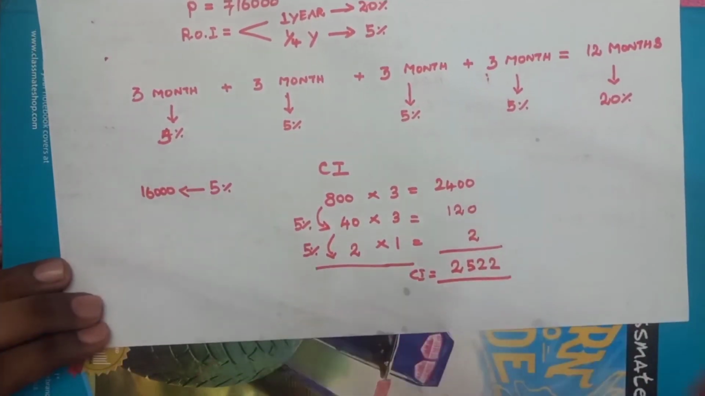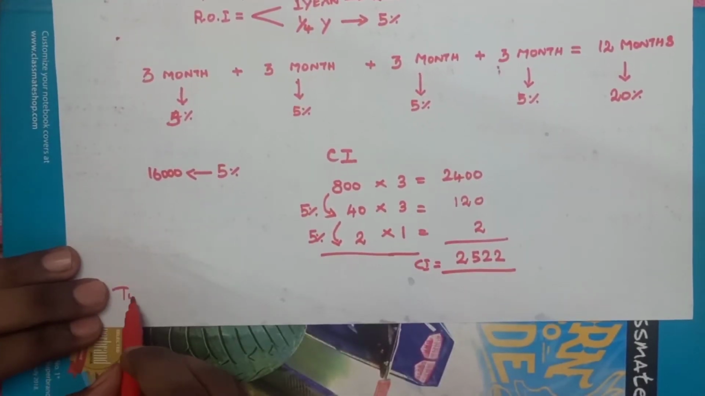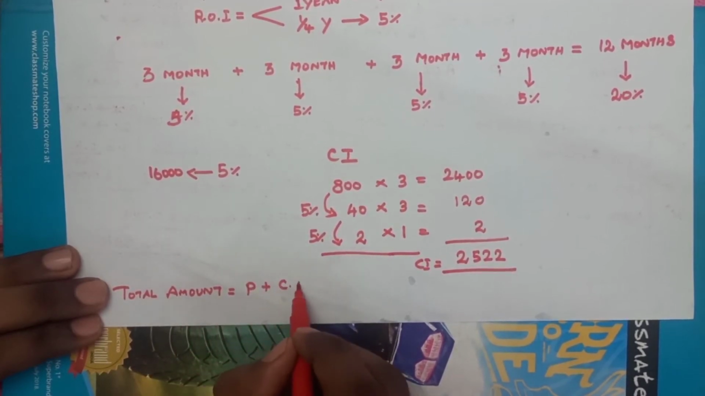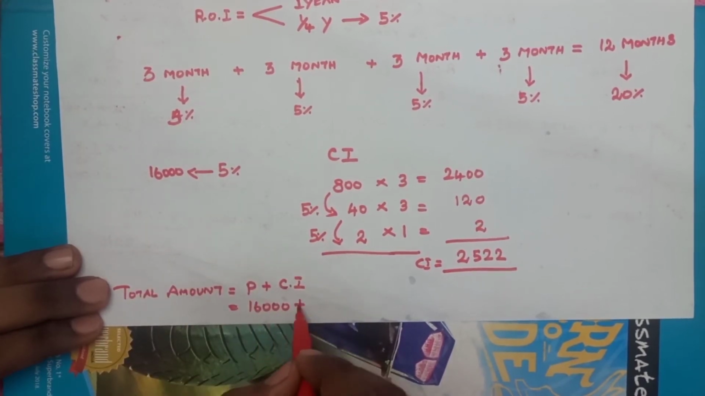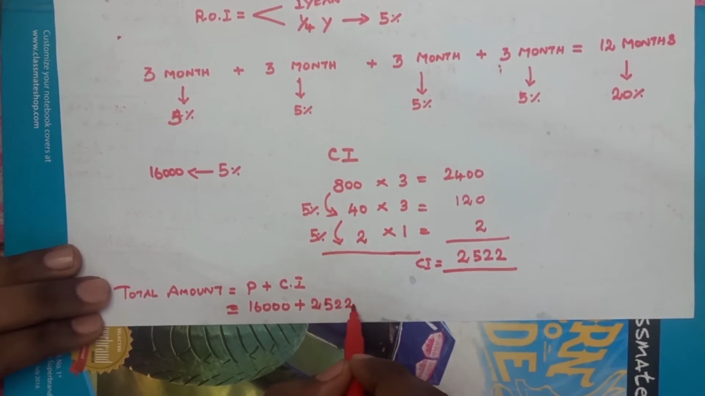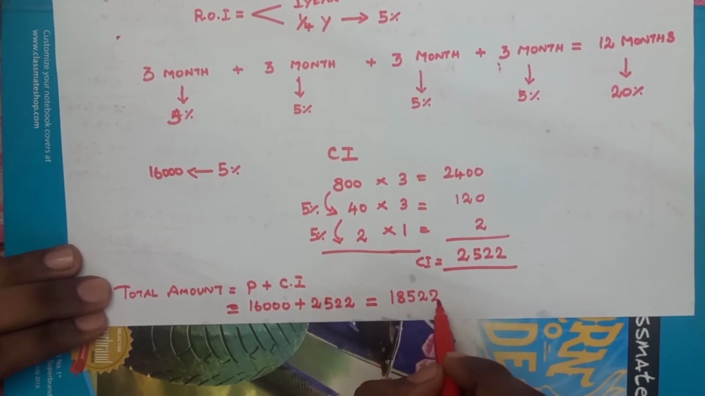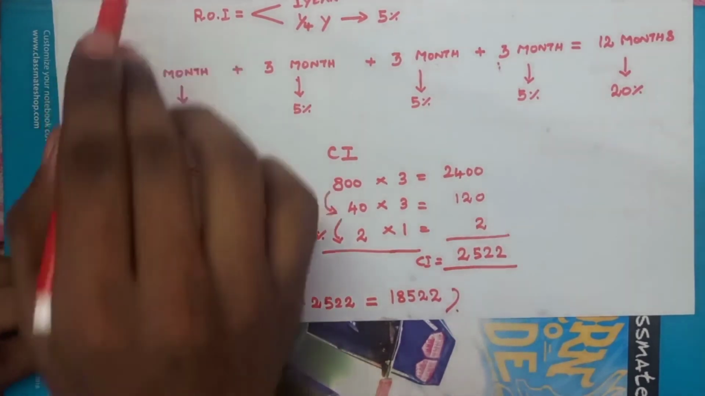And if they want to ask the total amount after completion of 9 months, so what is the total amount here? Total amount equal to principal plus compound interest, right? So what is the principal here? Rupees 16,000. Compound interest is 2,522, and we can easily calculate 18,522. Right, this is your total amount after you will get 9 months.